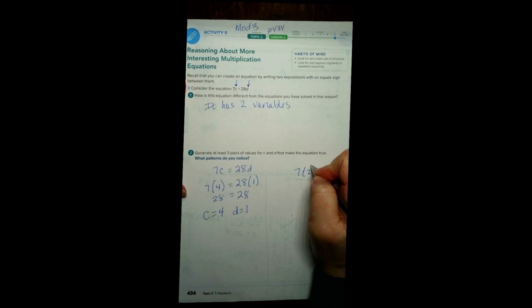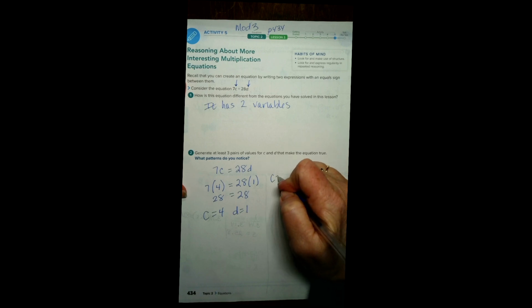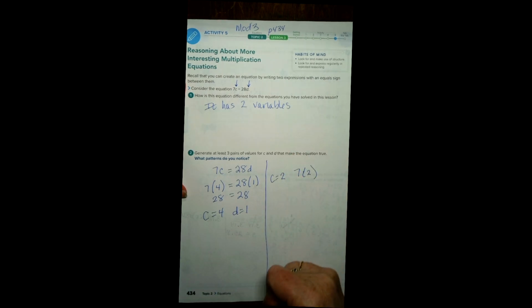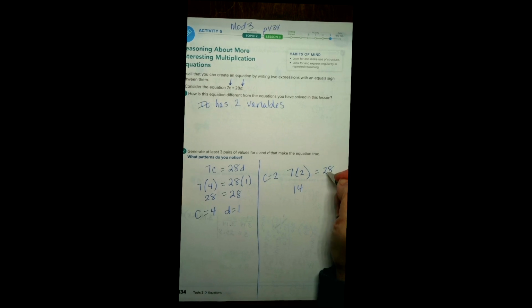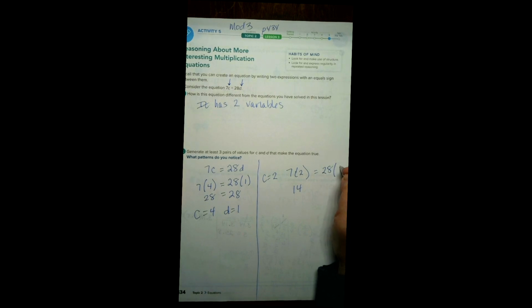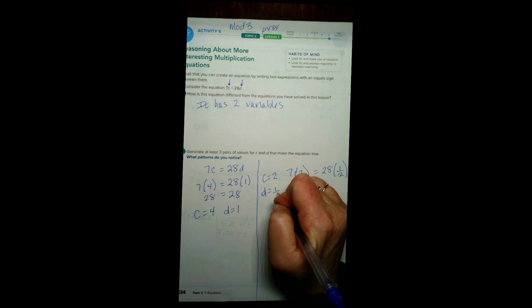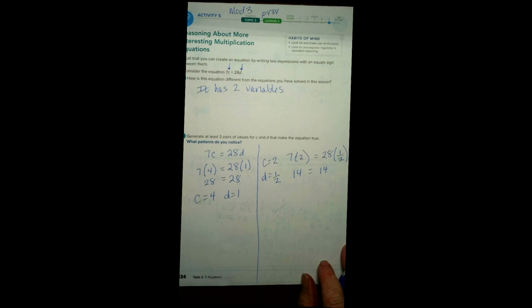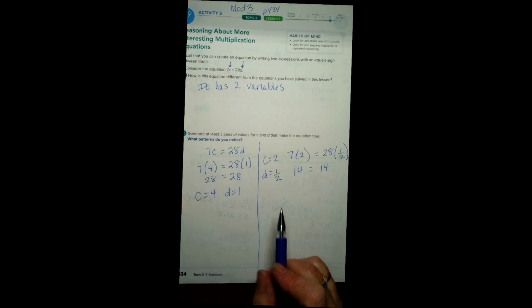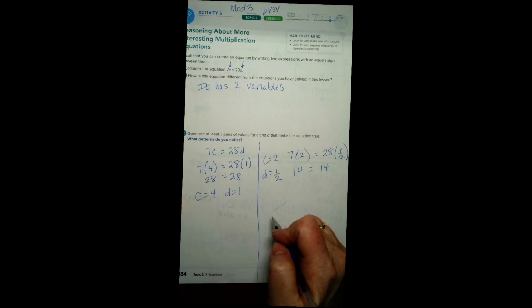Well, is there any way that I could get, like if I did 7 times 2, if I did C equals 2 for this one, get 14. What can I do with 28 to get it to 14? 28 times D, so 28 times, I guess, a half of 28 equals 14.